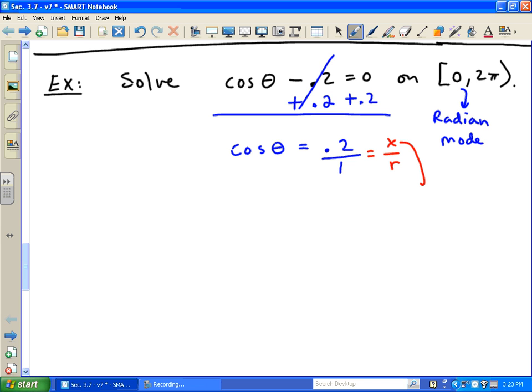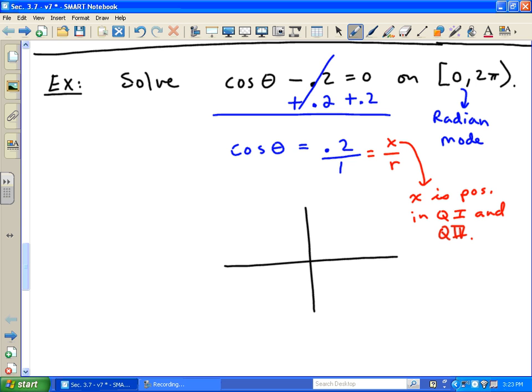In this case, x is positive. So we're going to write out to the side, x is positive in quadrants 1 and 4. So you need to know, as the student, which quadrant you are looking for these angles in before you ever go to your calculator.